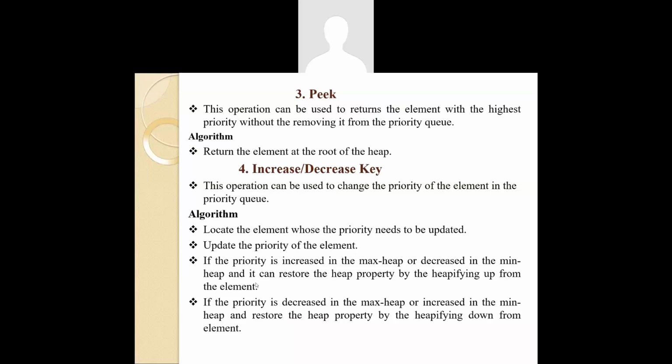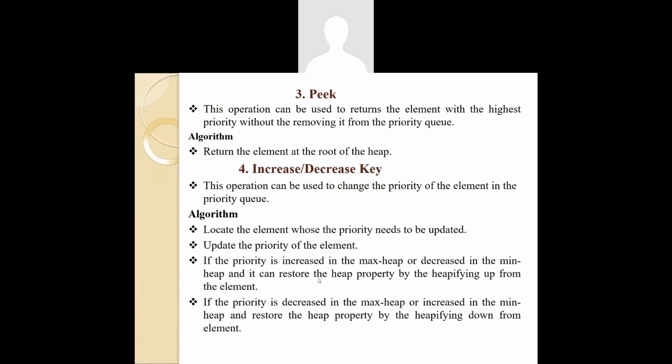If the priority is increased in the max heap, that is for the highest element, or decreased in the min heap. Increasing is nothing but storing according to the ascending order, that is, the highest number is always stored at the top of the stack. Decreasing is storing in the descending order, so the lowest number has to be stored at the top. It will work according to that.